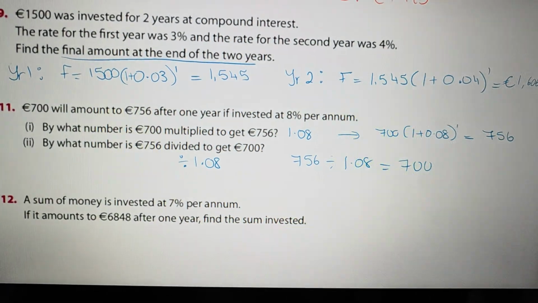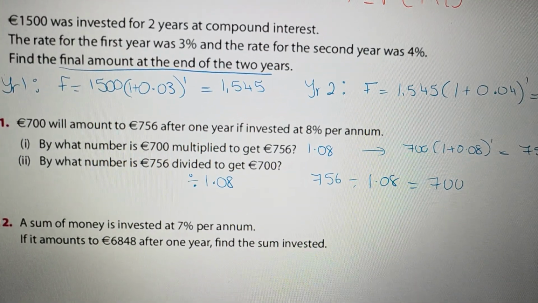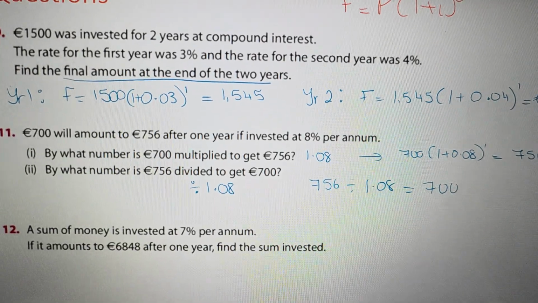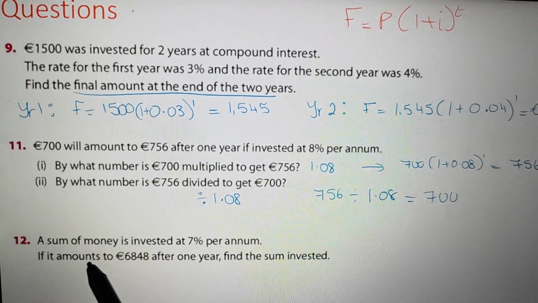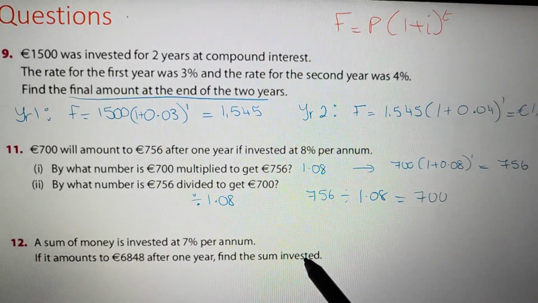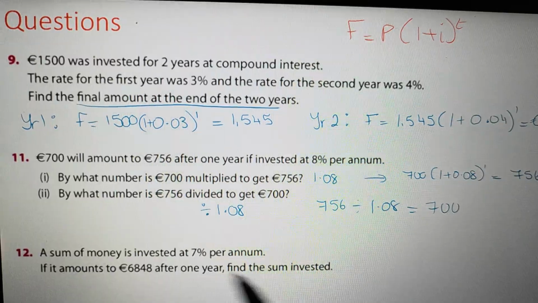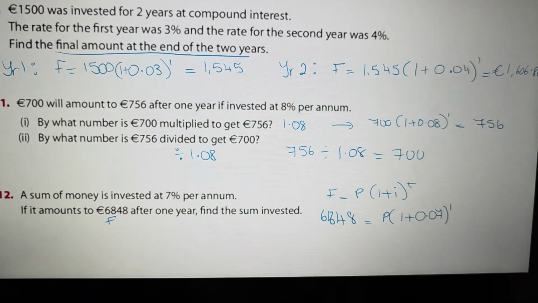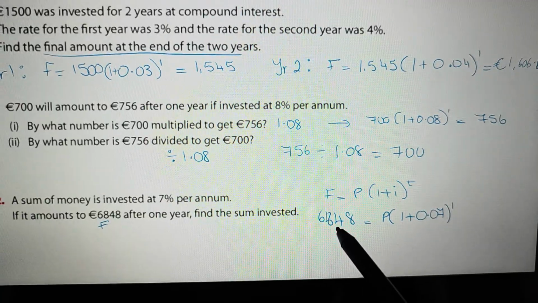Question 12. A sum of money was invested at 7% per annum. If it amounts to 6,848 after 1 year, then find the sum that was invested. That means P was the amount that was invested. So find P. That means if that's what it amounts to after 1 year, that's F. Okay, so we've labelled everything. Put down the formula and sub into it.